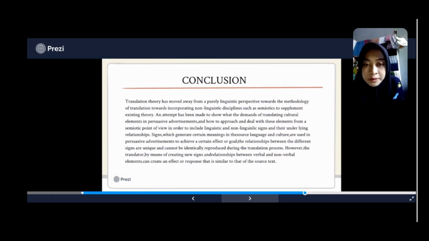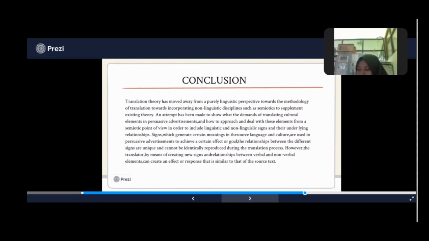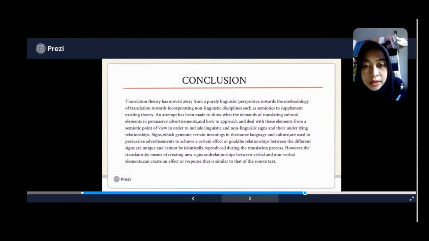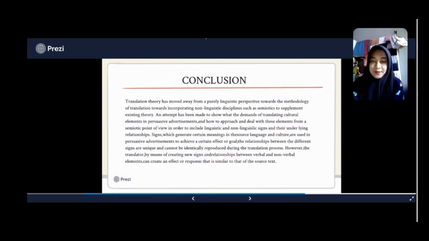The relationships between the different signs are unique and cannot be identically reproduced during the translation process. However, the translator, by means of creating new signs and relationships between verbal and non-verbal elements, can create an effect or response that is similar to that of the source text.